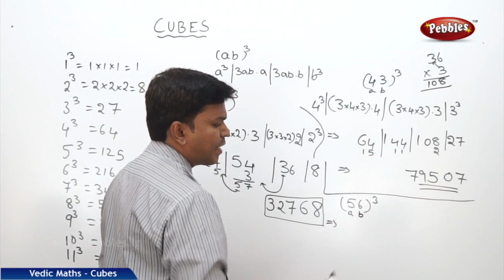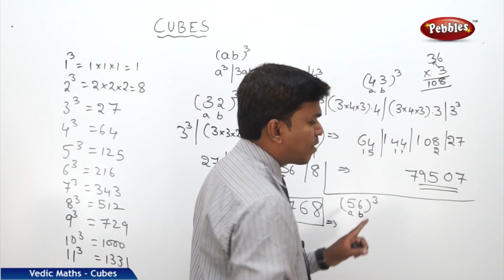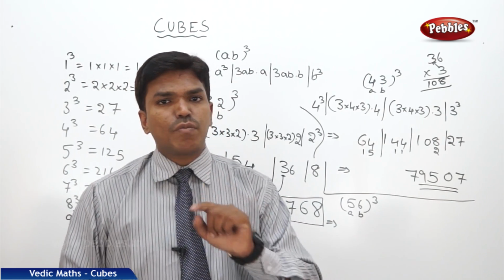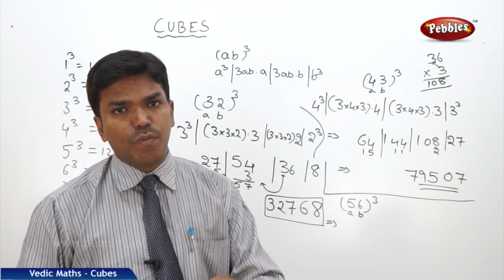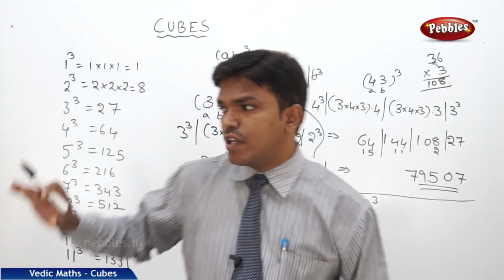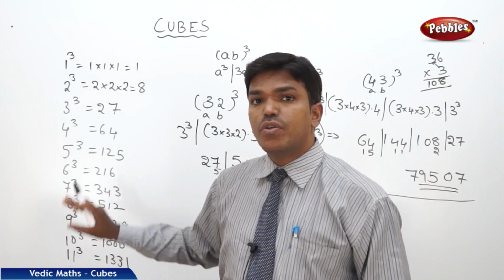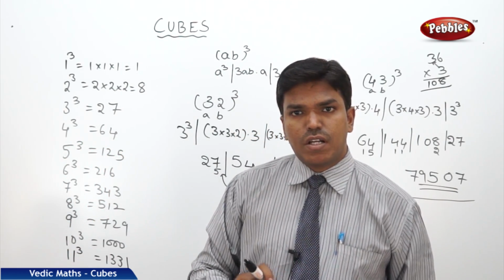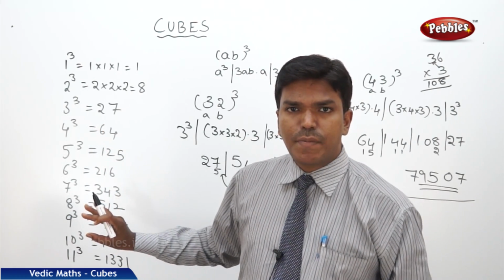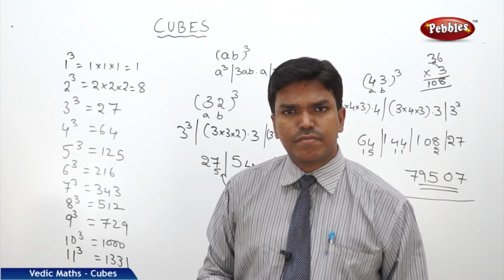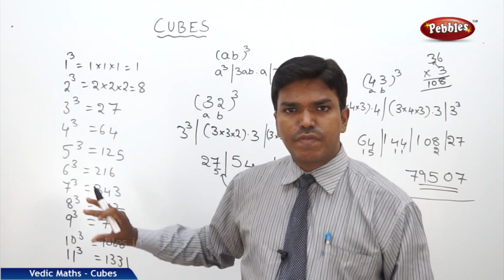Start from the right side. B cube. B cube is how much? That means 6 cube. Why? Because 6 is in the place of B. So B cube is nothing but 6 cube. 6 cube value is how much? 216. See, all these values you need to remember at the time of calculation. You need to learn these values by heart. Why? Because they are going to repeat a lot of times in the coming calculations.